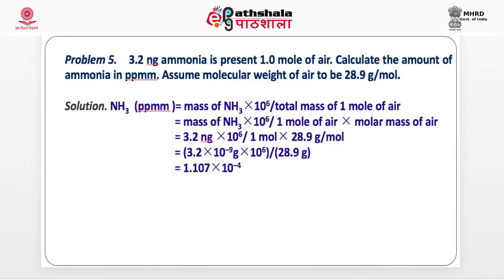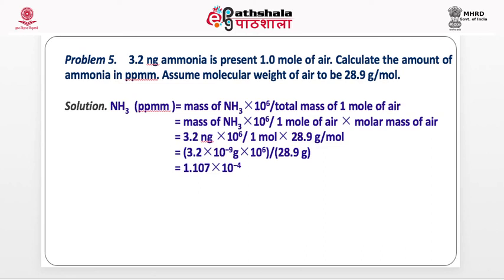Now, there is a problem. 5.2 nanogram ammonia is present in 1.0 mole of air. Calculate the amount of ammonia in ppmm. Assume molecular weight of air to be 28.9 gram per mole. Solution. How will we solve it?